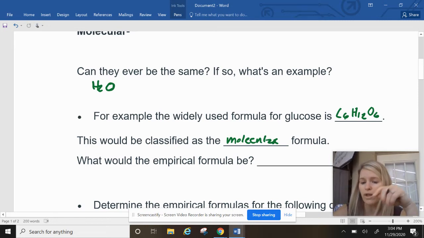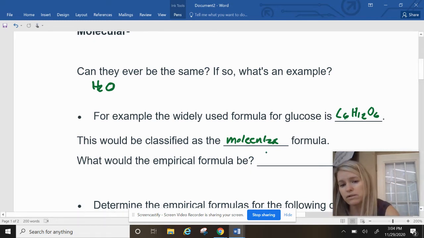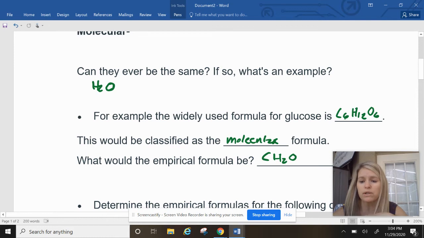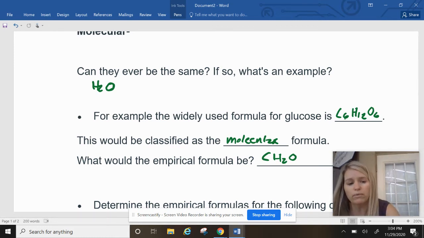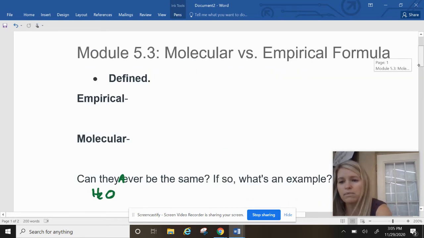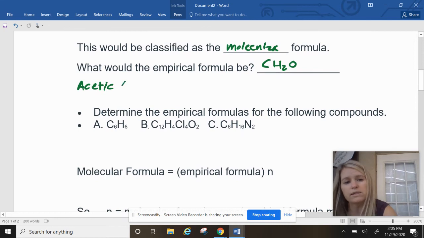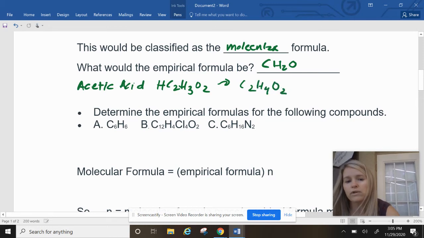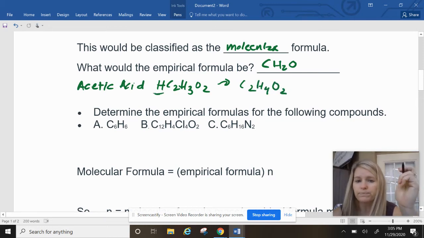And then what would the empirical be for that? If you take a look at it, we can reduce them all by 6, so it'd be CH2O. Another compound that we will use a lot this year that has the same empirical formula as that is acetic acid. Interestingly enough, normally we write it like this, HC2H3O2, but we could also write it like this, C2H4O2. The only reason we write it like the first is to show it's an acid, with the H in the front. Anyways, you can see it will reduce down to the same thing.